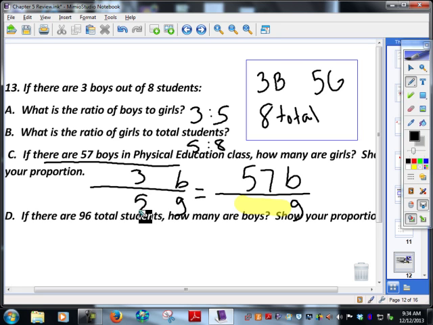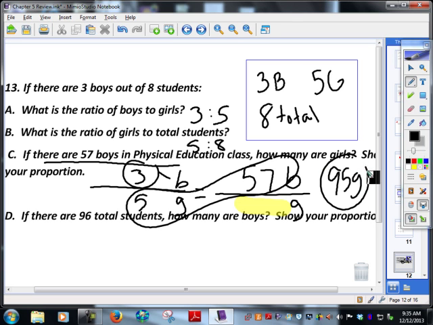Okay? So now I look at it and I say, I don't really know what 3 times something is 57. Maybe you do, and I don't personally. But I do know, I think it's 19, but not sure. But you can obviously cross multiply here and then divide by 3 and get your answer. And what is it? 95. 95 girls, which makes sense.